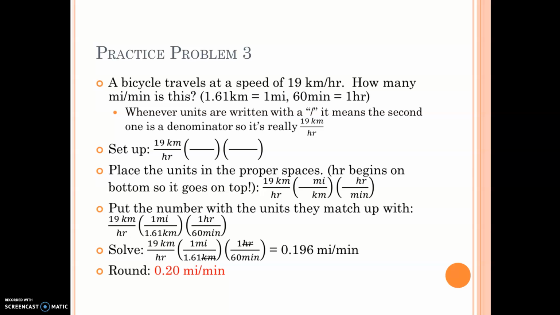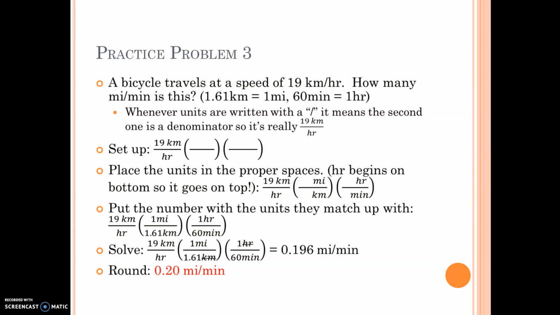Very well, in our next step, we are going to fill in the numbers for each conversion factor into each parentheses. Remember, you are given the conversion factors, so you just have to place them along with their corresponding unit. So we have 19 kilometers per hour times 1 mile over 1.61 kilometers times 1 hour over 60 minutes. Next, we're going to solve.